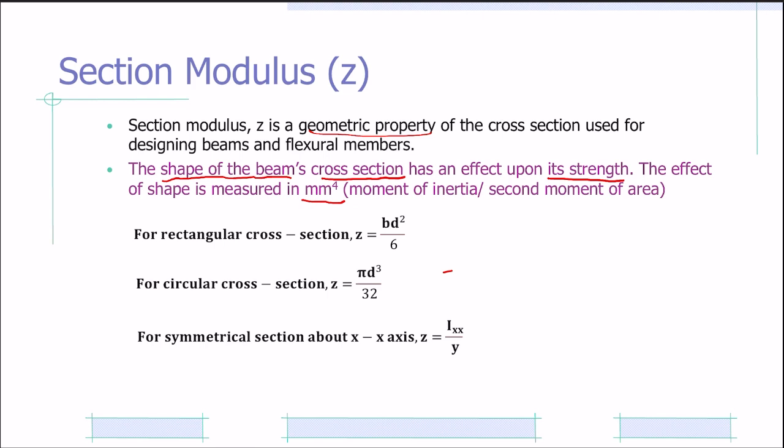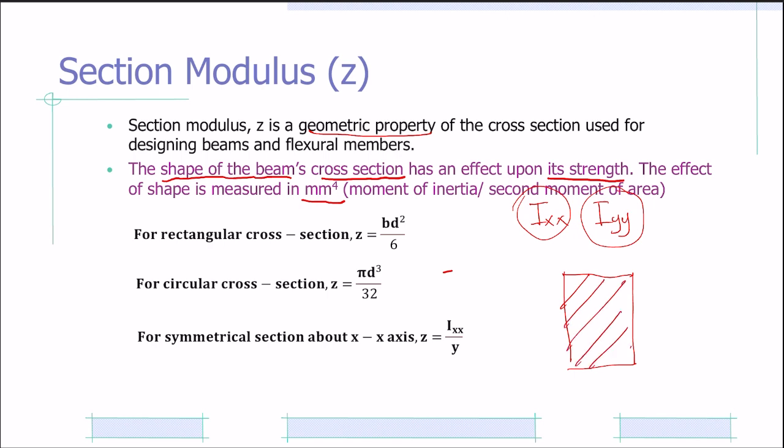So kalau masih ingat CMA422, you learn to find the IXX and IYY. So this is second moment area. For rectangular cross section, kita tak perlu susah-susah nak kira ada IXX. We can get the Z with the formula BD square divided with 6. Okay, if you have a cross section that is a solid like this, then you can simply use this formula. B refer to the breadth and D refer to the depth.